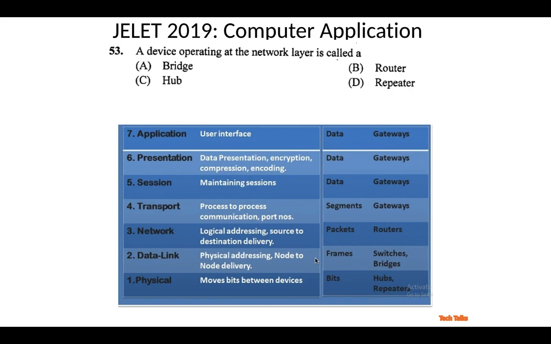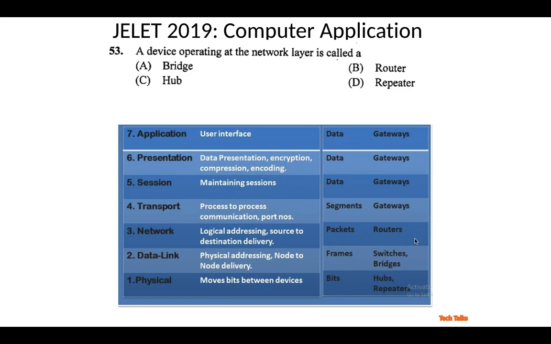In the data link layer we have the data as frames, so we have the switch and bridges. Bridges are basically a bridge between two small networks in the same area, that is a layer 2 switch. Switch has some brain, it reads the data and, checking the MAC address, sends it to the proper recipient. So switch and bridge are in the data link layer, and in the network layer we have packets, and the routers work in the network layer. Our question was what works in the network layer. The answer is the router.